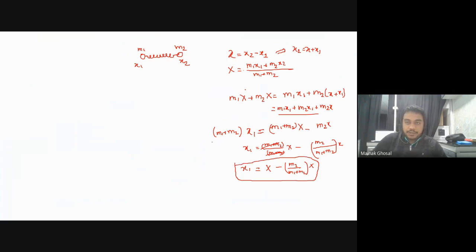Similarly, if you put this value of x1 in the relation and add it with x, you will find the value of x2. I'm not calculating that; I'm just writing x2 is equal to X plus m1 by m1 plus m2 into x. These two x's look equal, so I need to use another symbol. The capital X and the small x are different. So I have got this expression for x1 and x2.